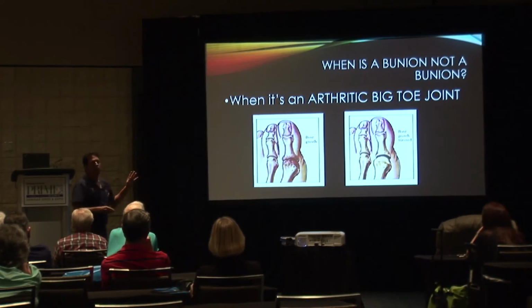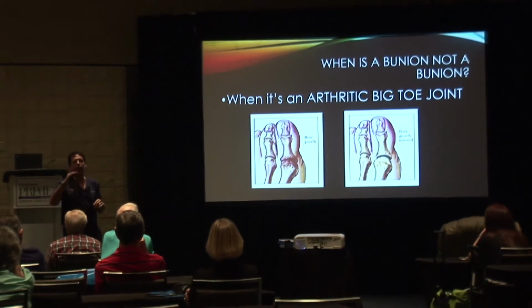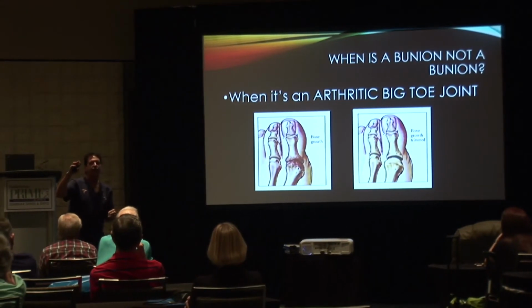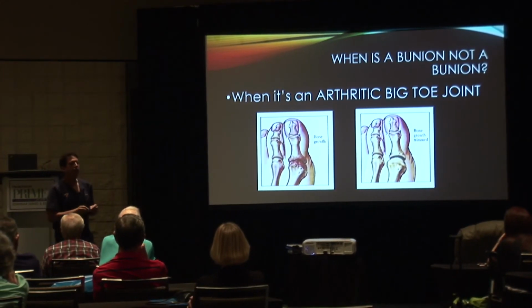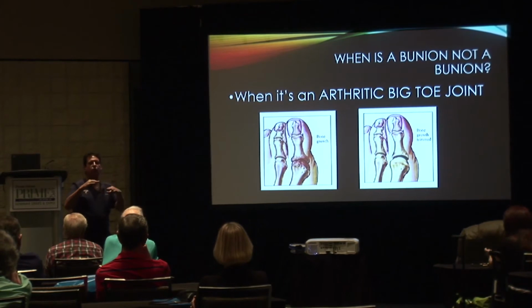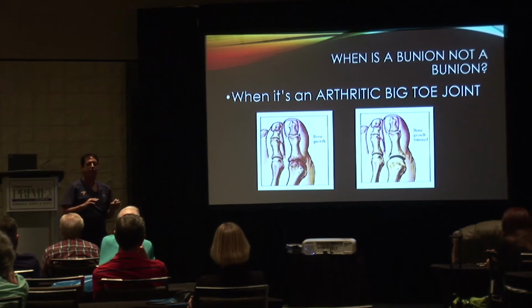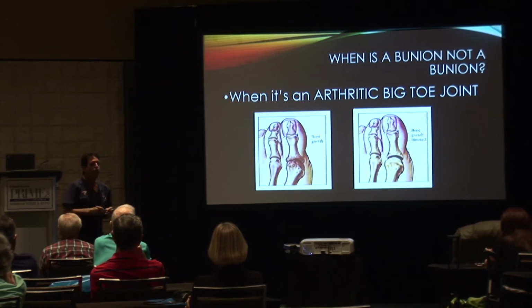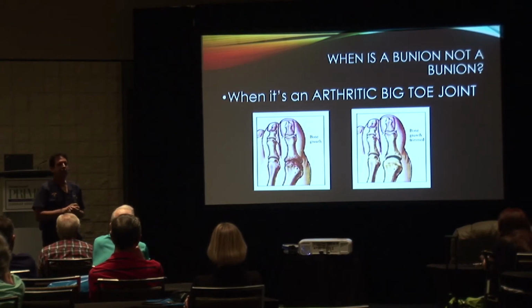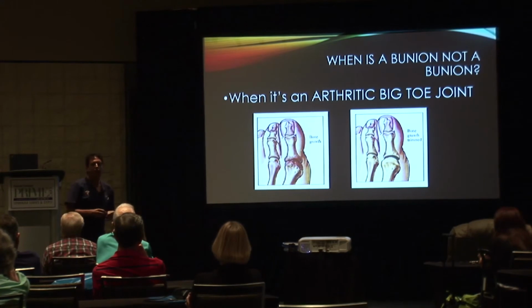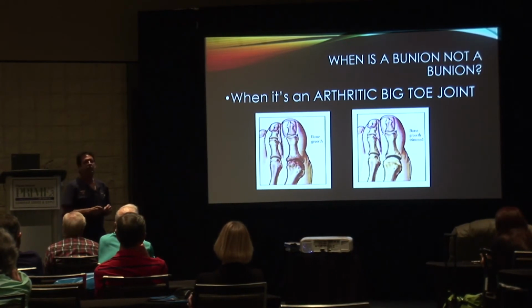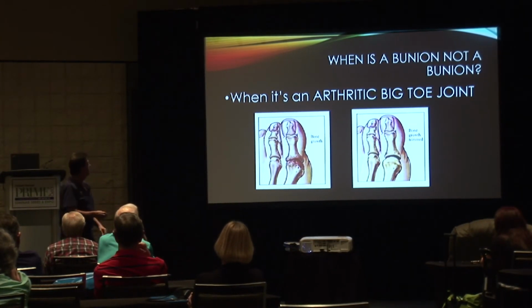Okay? Just to let you know that there's two severities that we classify arthritis in the big toe joint. If the motion in the big toe joint is limited but not completely stopped, we call that hallux limitus. Limitus for limited motion. If it's completely stopped, we call it hallux rigidus. It's a rigid joint, and the hallux, of course, is the medical name for the great toe.